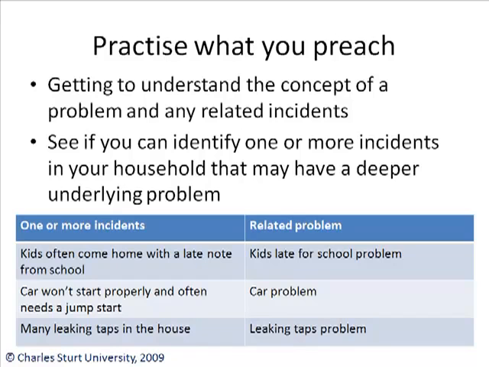One or more incidents: the car won't start properly and often needs a jump start. So we've got a car problem. We've got many leaking taps in the house. Okay, so we've got a leaking taps problem. Don't jump to conclusions, okay? Don't think about the root cause or the solution as yet. Just identify the problem for now. And again, a problem is linked to one or more related incidents.